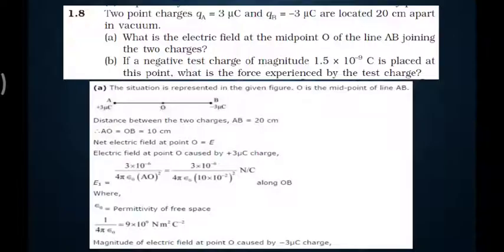Why? This is a positive charge, so along AO, and this is a negative charge, so along OB. So the resultant direction is OB, or you can say A to B direction. Actually it is from A to O to B, so ultimately O to B is the resultant direction.